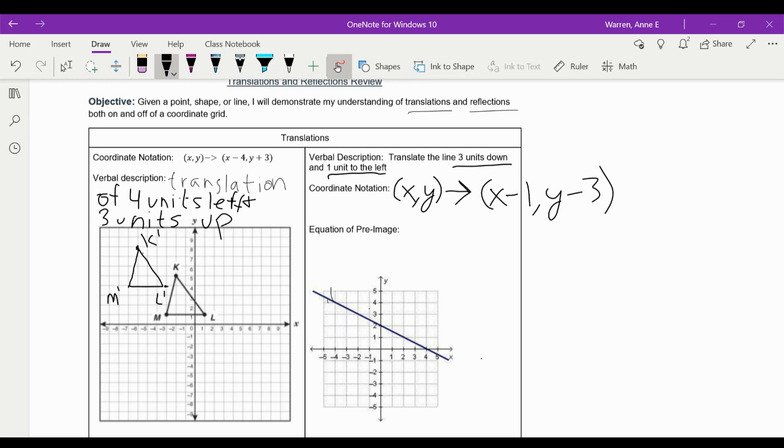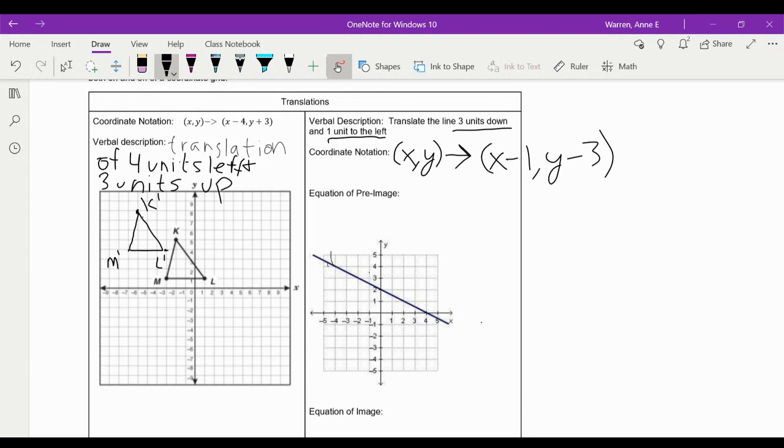The next thing on here asks us for the equation of the pre-image. So the pre-image being this line that is already graphed, I'm going to have to write the equation. We've learned a couple different ways to write an equation. We could do point slope form, or we could do slope intercept form. In this case, I can see a clear y-intercept, so it's probably going to be easiest to write this in slope-intercept form, which is of the form y equals mx plus b.